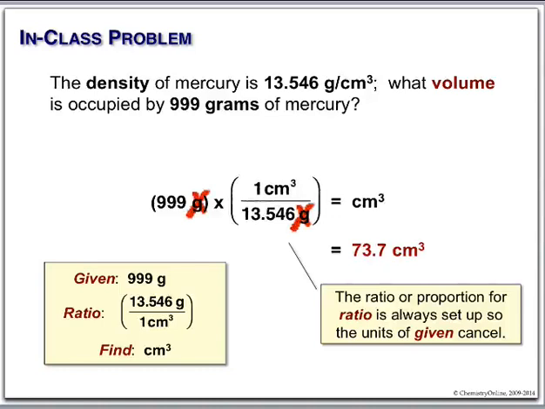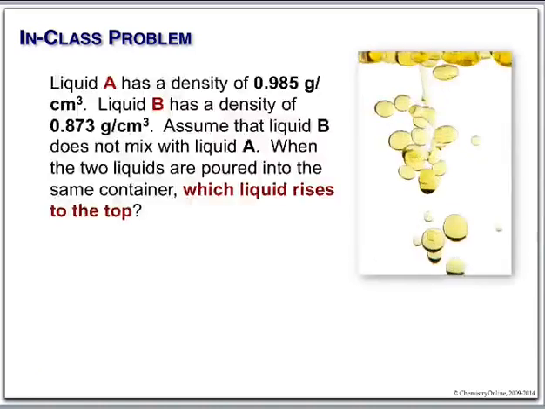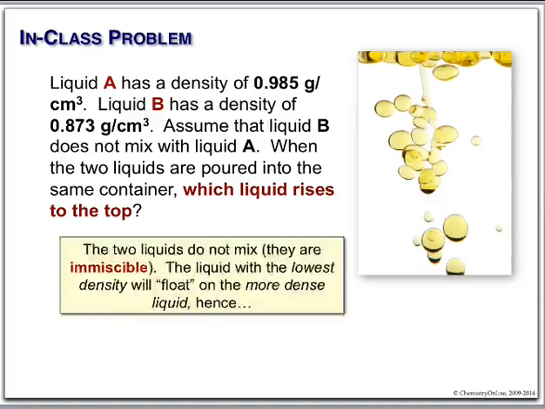Now, if the cannonball movie would have worked, this one would be trivial. This is oil and water. Density of liquid A, we'll call this water, is 0.985. Liquid B, that's our oil, 0.873. Which liquid is going to float? Again, you have two things. The less dense one will float on the more dense. B, oil, floats on water.